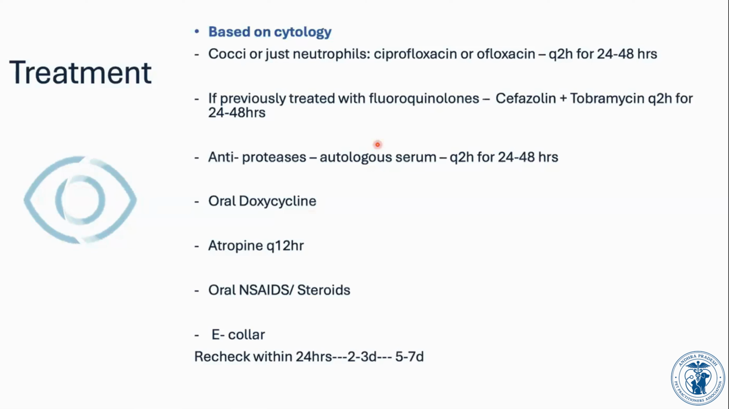Then come antiproteases. The main antiprotease is autologous serum. We know that serum is not required for all ulcers, but it is required for melting ulcers or complicated ulcers where we are not seeing the healing as we wanted or expected. So autologous serum can also be used every 2 hours, for 24 to 48 hours.